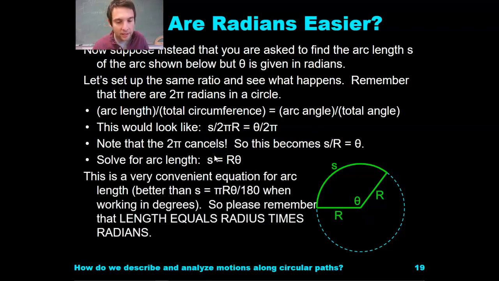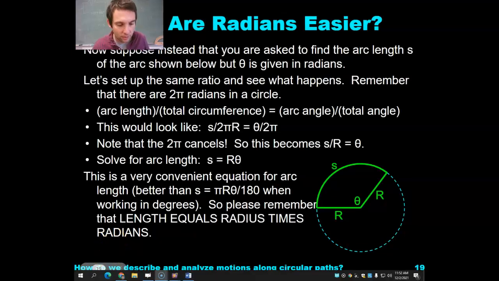This is a very convenient equation for arc length. It's better than s equals pi times r times theta divided by 180 when working in degrees. Please remember that length equals radius times radians. That doesn't really answer what a radian is, though, right?